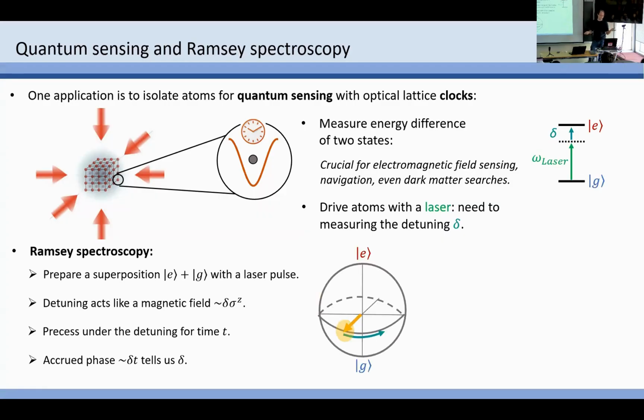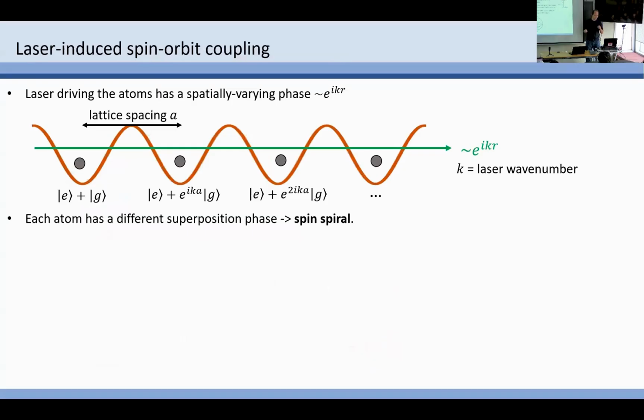Now, again, I'll keep saying this a few times. You're probably familiar with this, but the way you can do this is with Ramsey spectroscopy, where you can use my laser to prepare a superposition of the 2 atomic states with a laser pulse. And for that superposition, the detuning of the laser acts as a sort of magnetic field. That superposition will precess along the equator of the Bloch sphere, and the accrued phase will tell us the detuning. So that's all pretty standard.